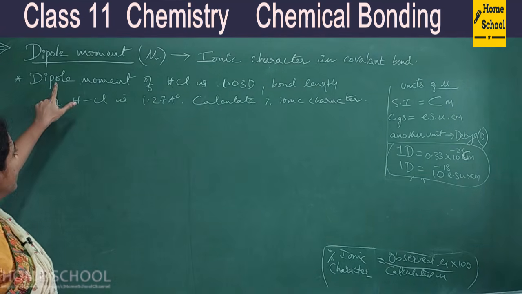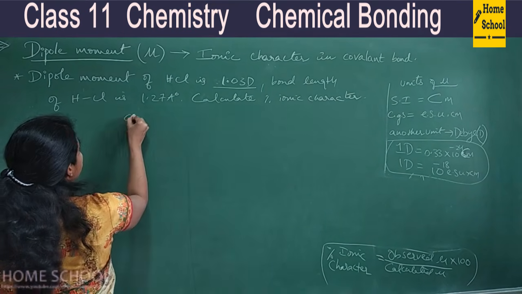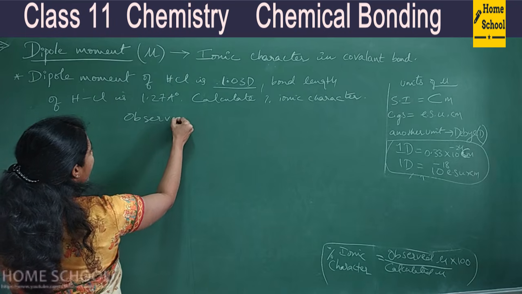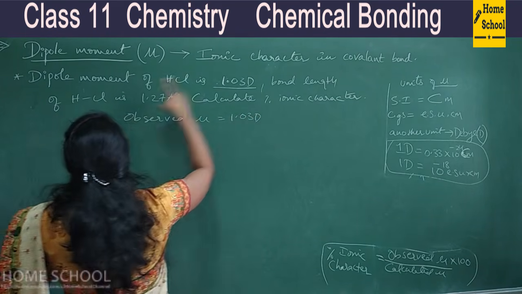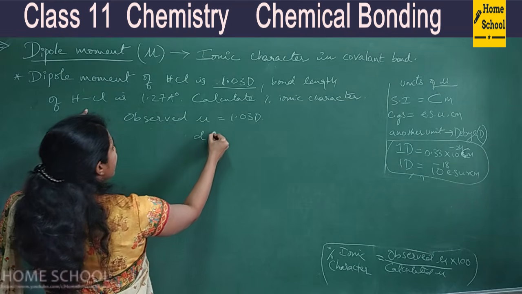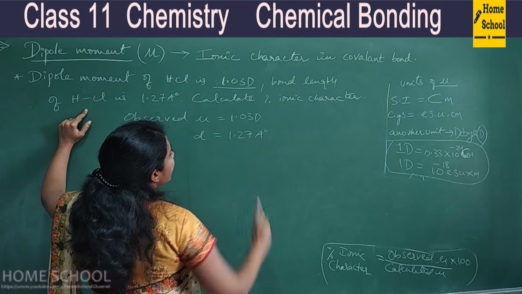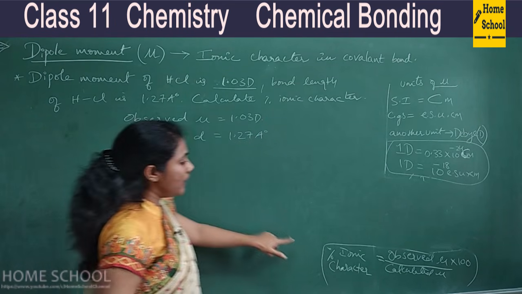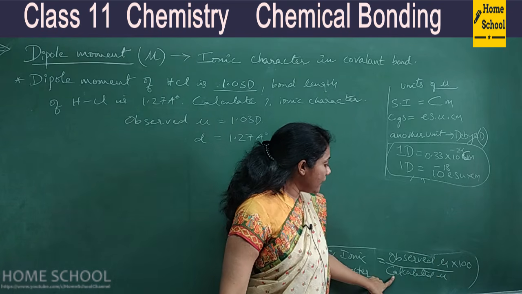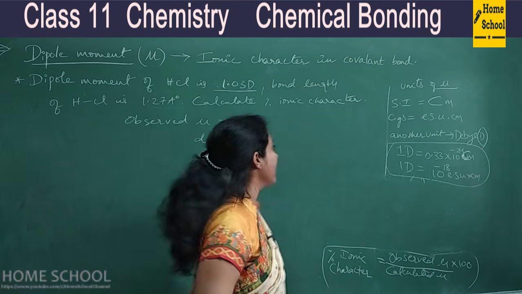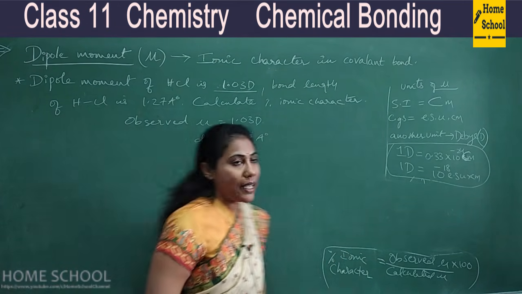See this problem, guys. Dipole moment of HCl is 1.03 D. That means it's the observed dipole moment. They have given 1.03 D. Bond length of HCl they have given, that is d, 1.27 angstrom. Calculate percentage ionic character. What is the formula? Here we have observed dipole moment divided by calculated dipole moment into 100. Observed dipole moment they gave. We have to calculate the calculated dipole moment, right?